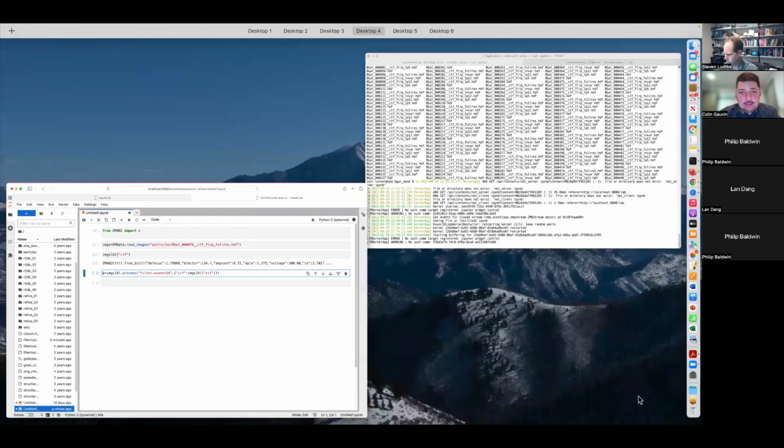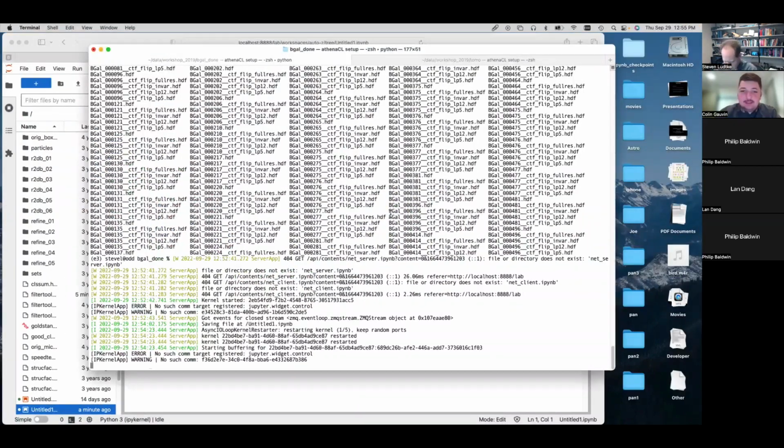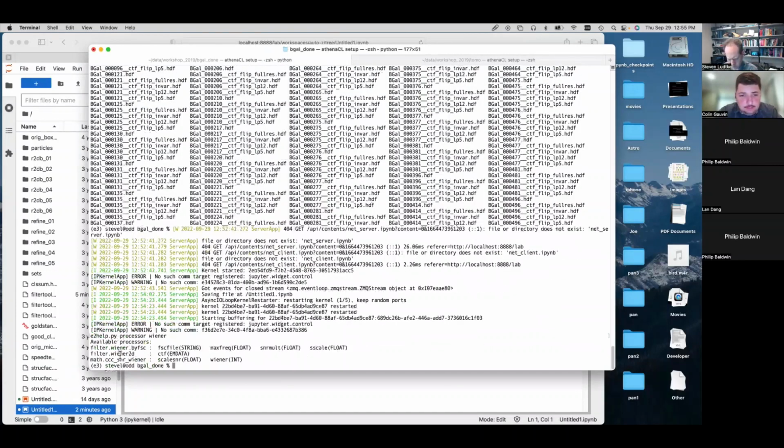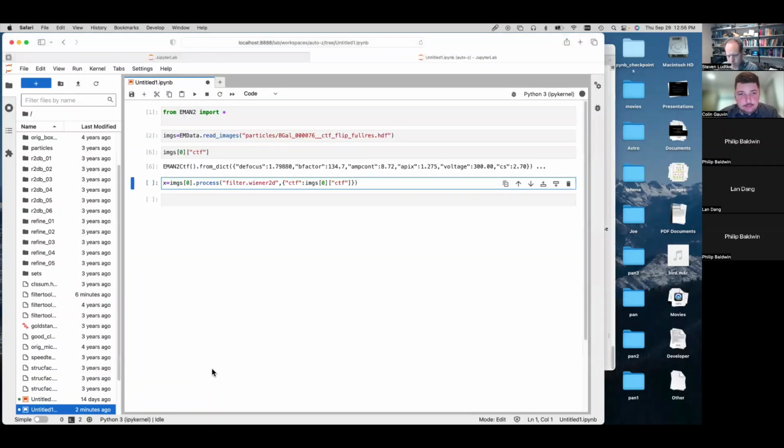Let me see what the other Wiener filter processor does. There's another one, which was Wiener by FSC. Oh no, that requires passing in a Fourier shell correlation file to estimate the signal to noise ratio. This one is estimating the signal to noise ratio from the CTF parameters.